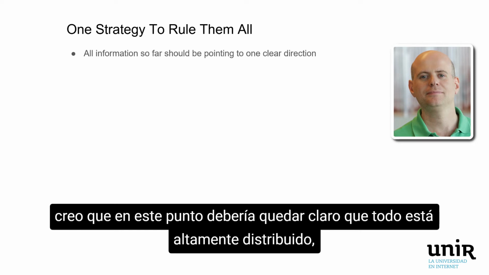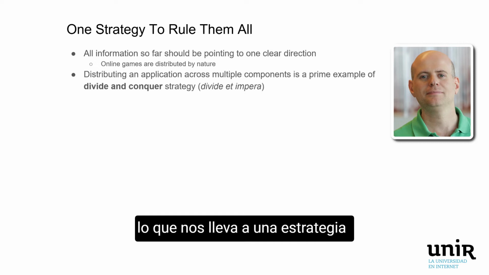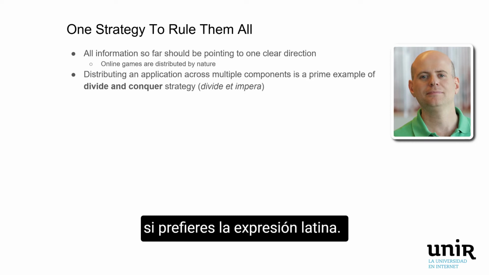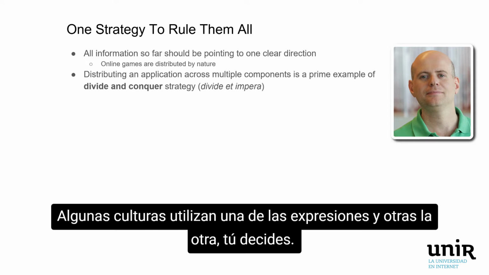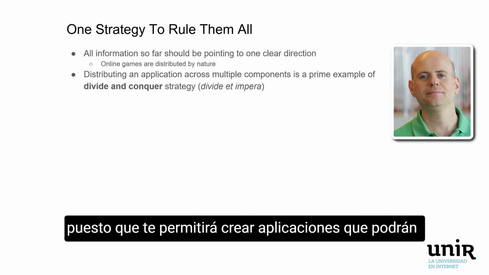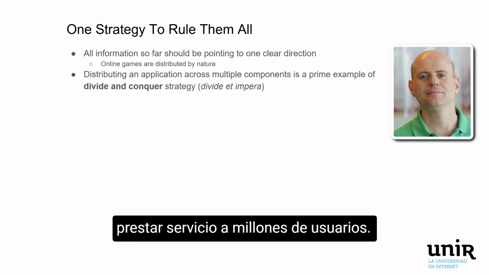Before we start looking at the components, I think it should be clear at this point that everything is highly distributed. And that means that there is one strategy that you should be looking at, which is divide and conquer, or divide et impera, if you prefer the Latin expression. Some cultures use one, some cultures use the other, so it's up to you. But it is very, very important that you master this strategy because it allows you to create applications which are going to be able to serve millions of users.